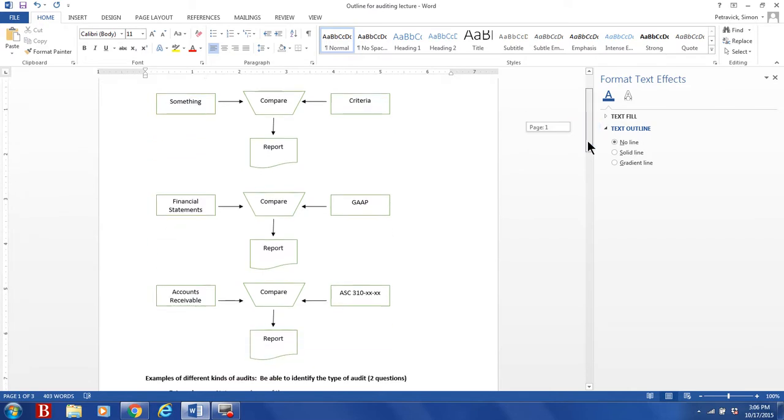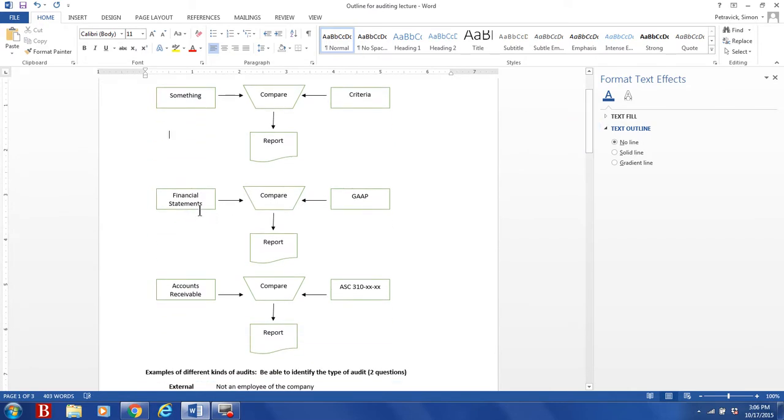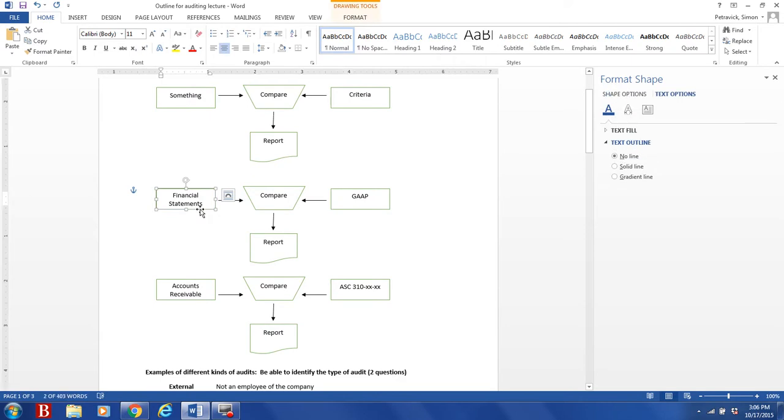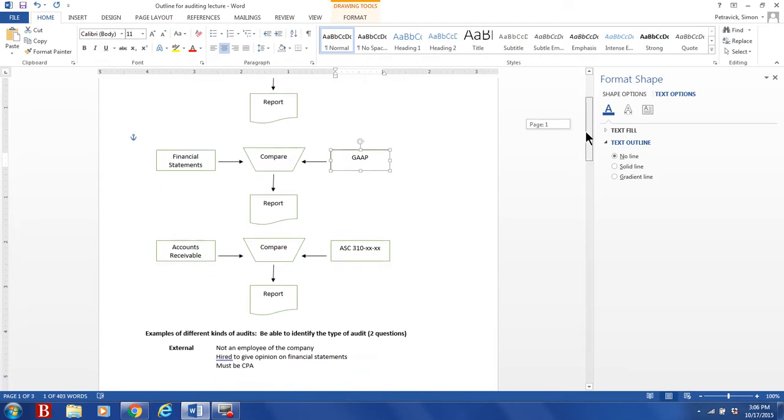So if I scroll down to the middle of the page, let's assume that the auditor is going to do an audit of financial statements. The auditor would compare the financial statements to generally accepted accounting principles and issue a report indicating whether or not the financial statements in all respects are fairly stated according to generally accepted accounting principles.